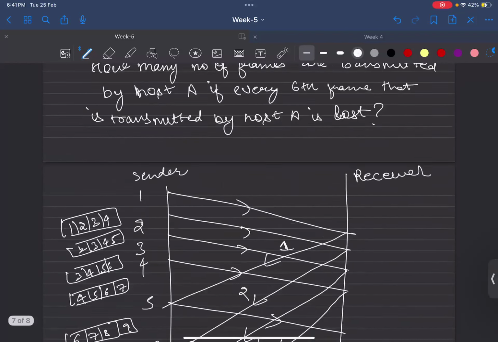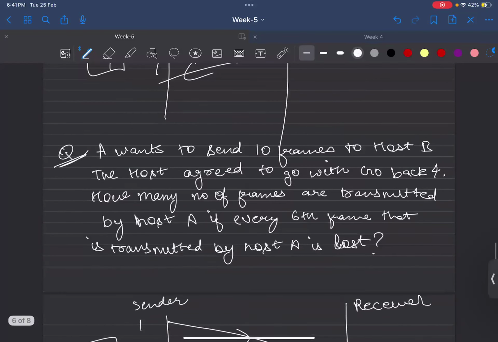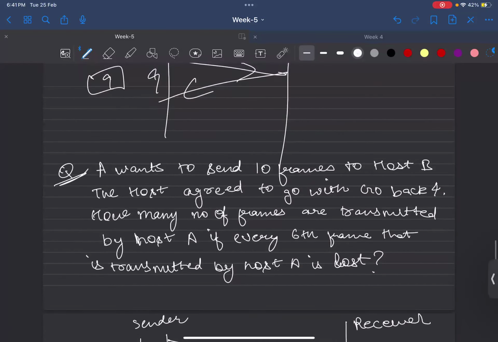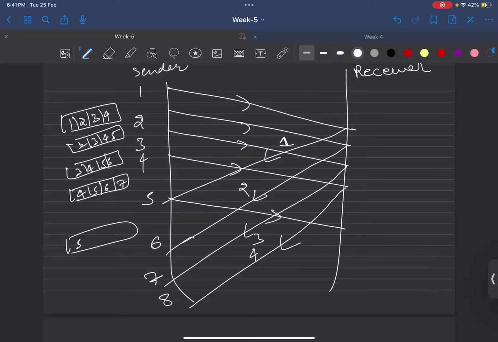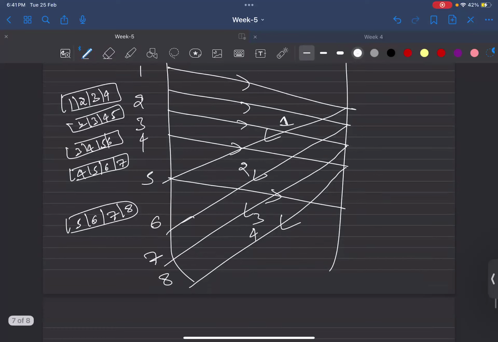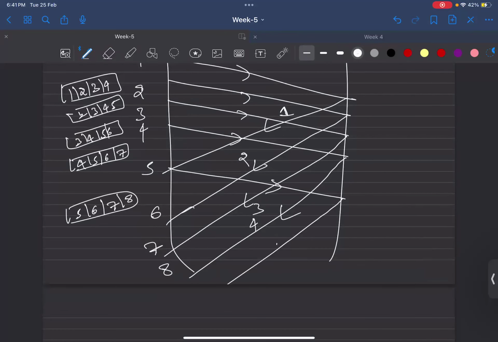Now which packet should be 5, 6, 7, 8? Oh, sorry. Yes, you are correct. It should be 5, 6, 7, 8. So now I got the acknowledgement for 5.